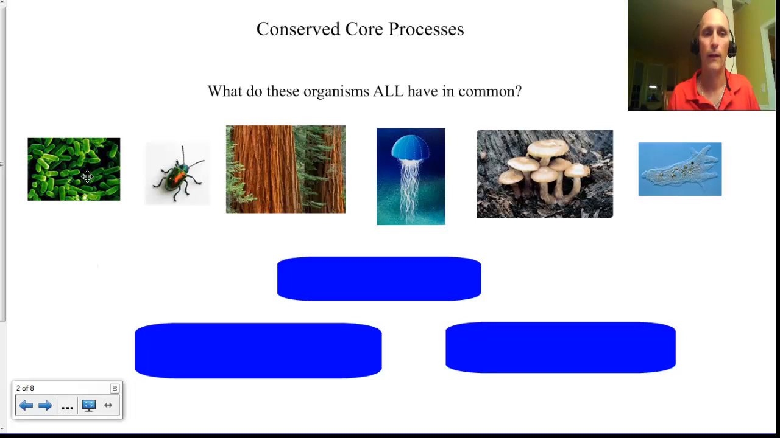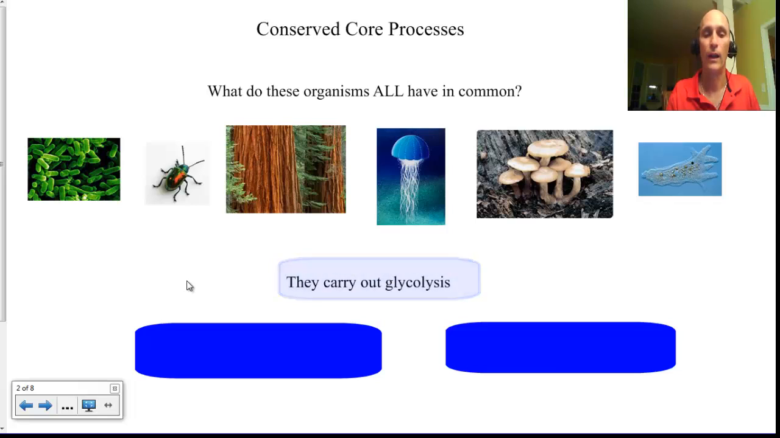Right. So here we have an E. coli bacteria, we have a beetle, we have a redwood, we have a jellyfish, we have a fungus, a mushroom, and then we have an amoeba. Now, what do you think is a process that they all share in common? You ready? The answer is glycolysis.